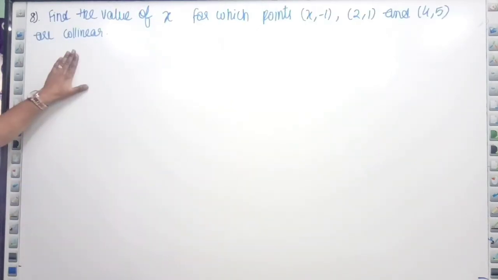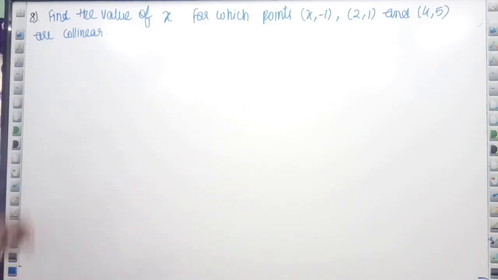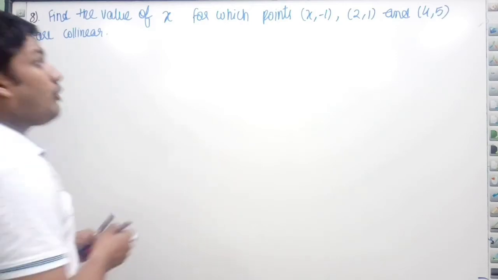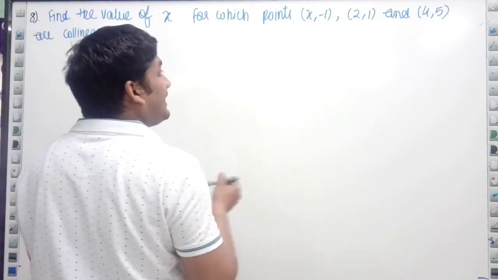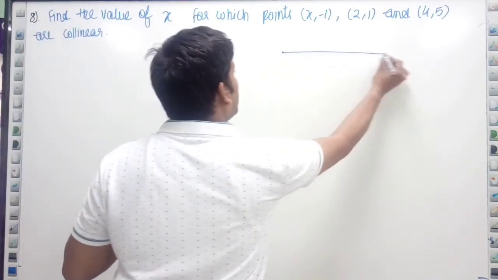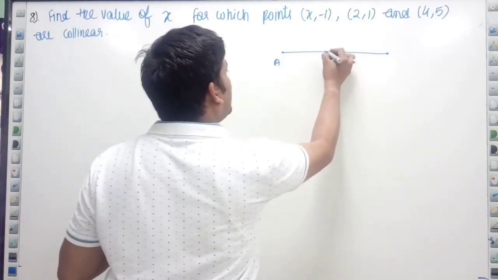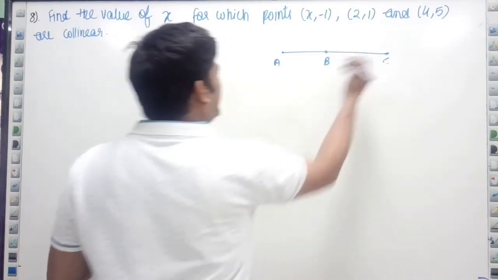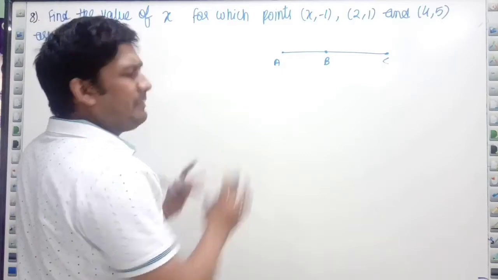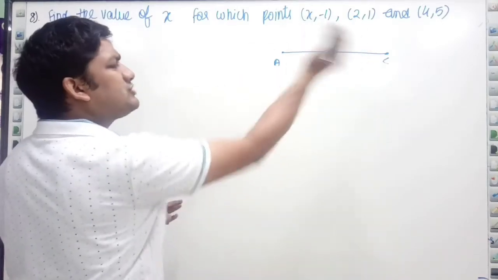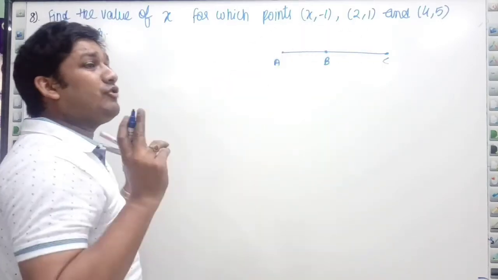Question: find the value of x for which these 3 points are collinear. Collinear means what? Points lying on the same line. Meaning if I have more than one point, then they lie on a single line. It does not depend on the order, it can be anywhere. I will write randomly, b can come first, c can come earlier, but they will be lying on a single line.